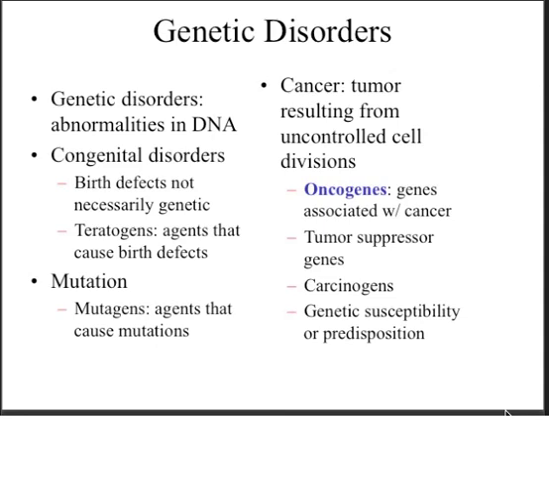An example of a teratogen is thalidomide. Another type of teratogen would be exposure to radiation, exposure to certain viruses. All of these can produce changes in normal human development. Mutation is simply the change of a gene's sequence as a result of exposure to a mutagenic agent. A mutagenic agent could be a chemical, could be radiation, could be viruses.